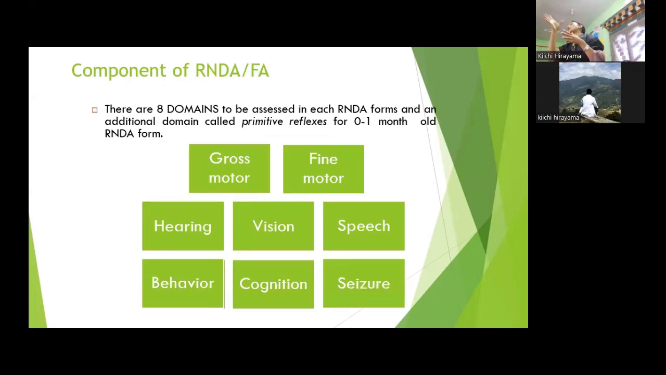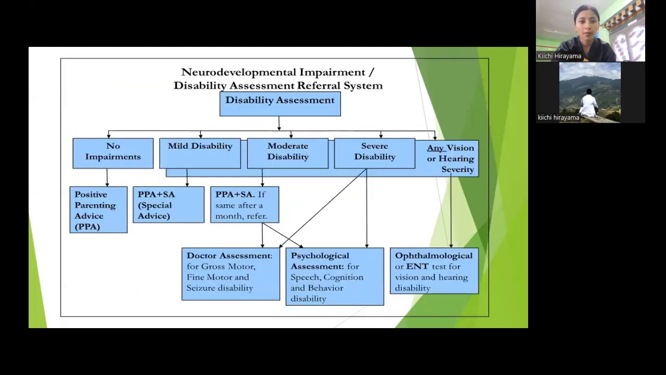The RNDA form covers the following domains. It is an assessment of gross motor, fine motor, hearing, vision, speech, behavior, cognition, and seizure. These are the hospital referral system. So according to the findings, the child is referred accordingly.